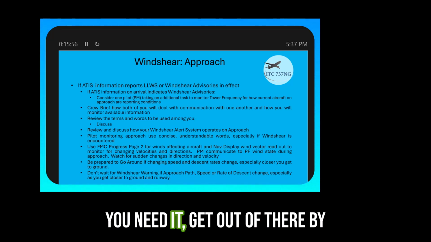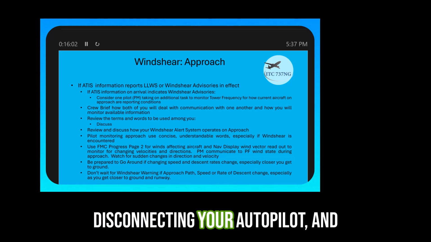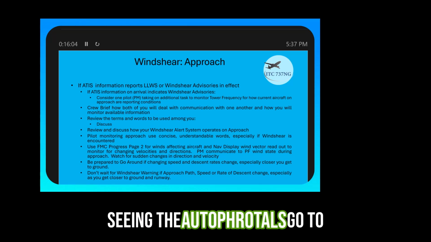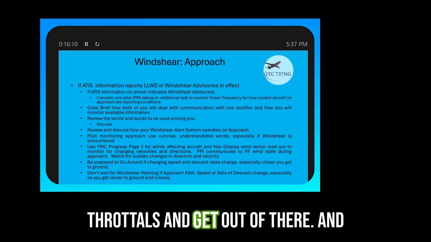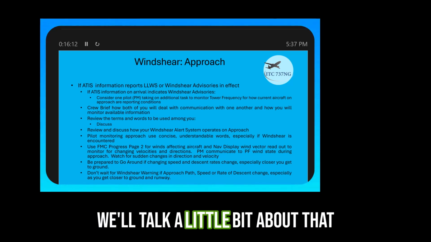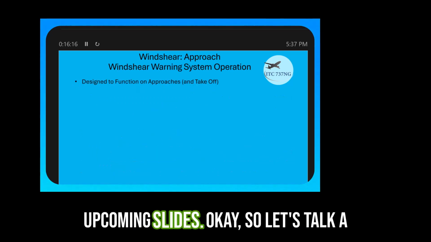If you think that you need it, get out of there by disconnecting the autopilot, disconnecting the auto throttles, go to emergency or max power with the throttles, and get out of there. And we'll talk a little bit about that escape maneuver here in the upcoming slides.